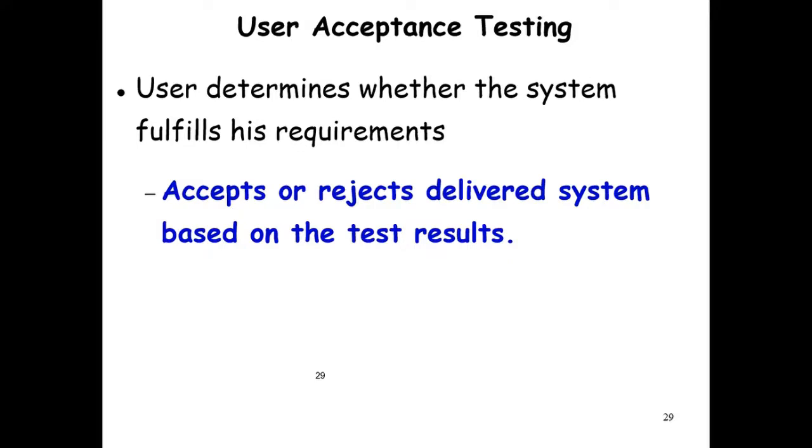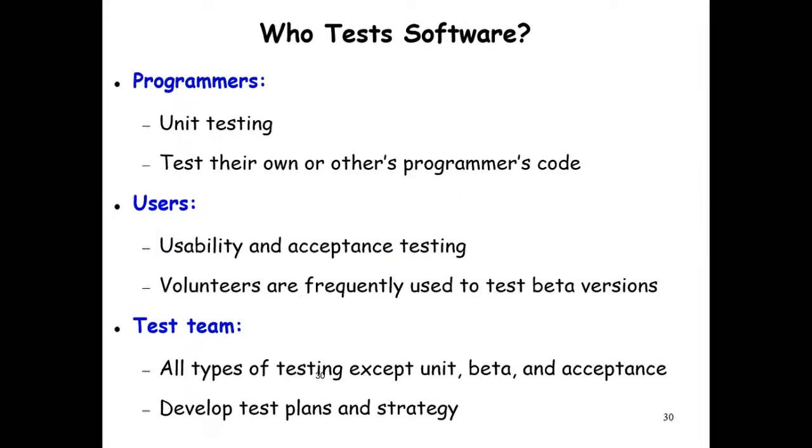So the UAT is generally done by the client or a representative of the client, with the presence of one of the developer team and one of the tester team also. Fine. Who tests software? Programmers also do testing, that is called unit testing, and they test their own or other programmers' code. Users also do their own testing, and of course there is a separate testing team for each and every organization.